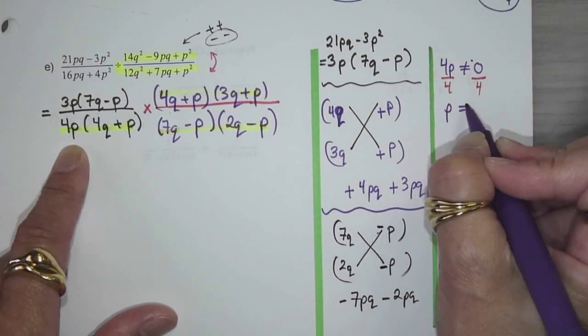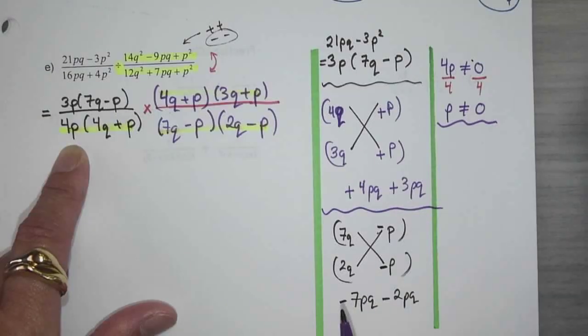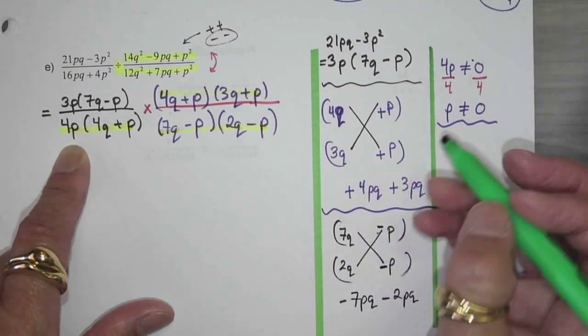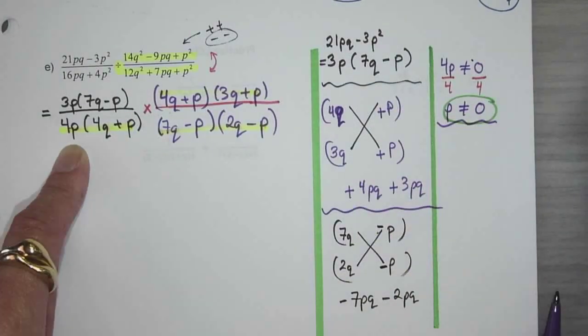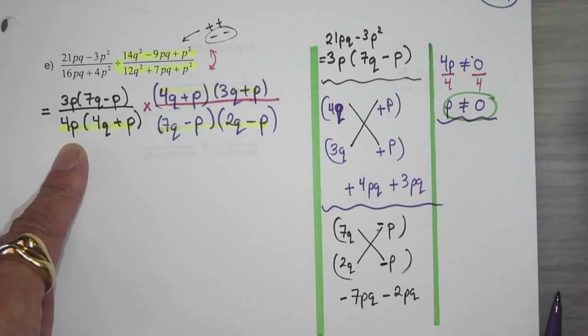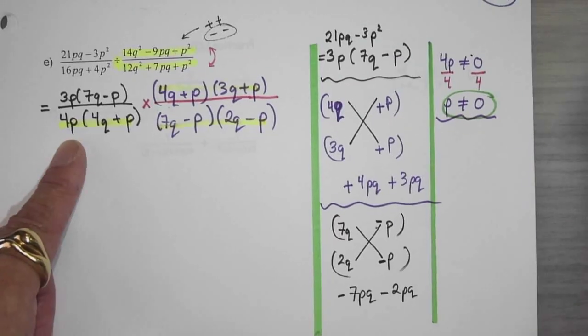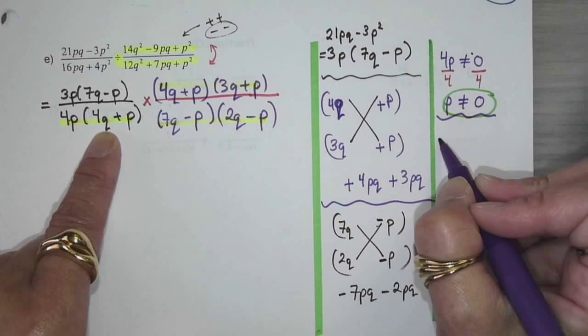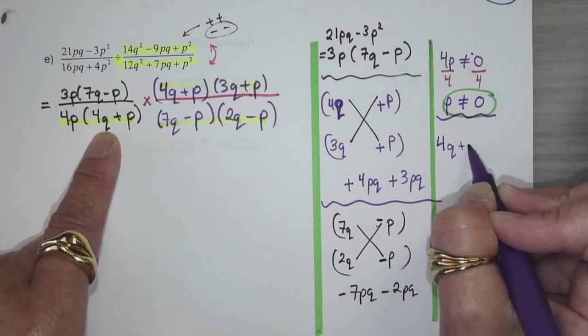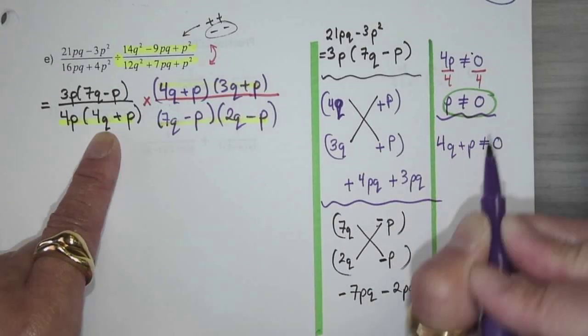And again, yes, if you can do that faster, go ahead. Okay? You can circle it. Sometimes you go, oh gosh, I can't find my answer, so just circle it as you're going along. Or highlight. Okay, next one, 4Q plus P cannot equal 0.